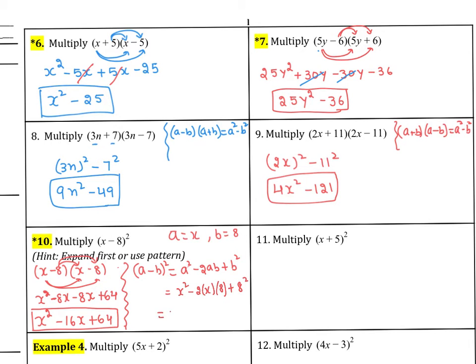So that's going to be x square minus 16x plus 64. So either way, you're going to get the same answer.